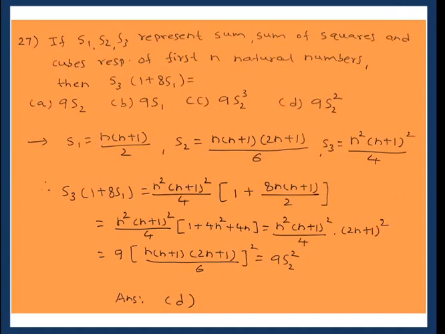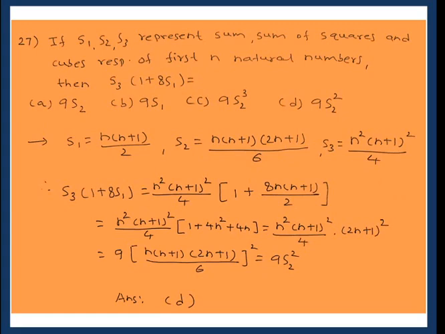Next one, S1, S2, S3 represent sum of the first n natural numbers, sum of the squares and sum of the cubes of first n natural numbers. Then S3 into 1 plus 8 S1 equal to. So only formulae part is required. What is S1? N into n plus 1 by 2. What is S2? N into n plus 1 into 2n plus 1 by 6. Similarly for S3, n square into n plus 1 square by 4.